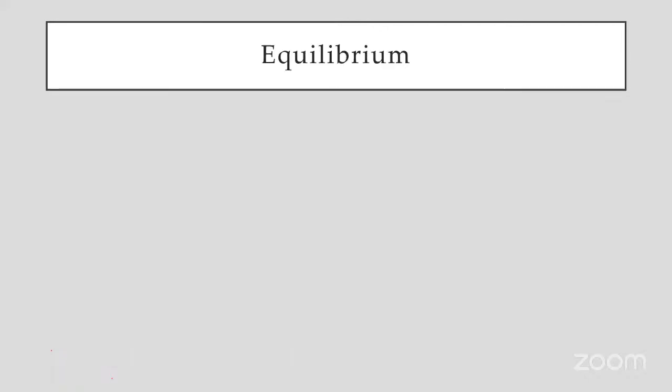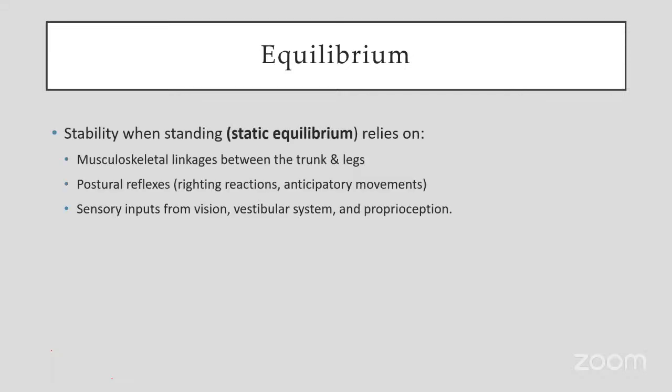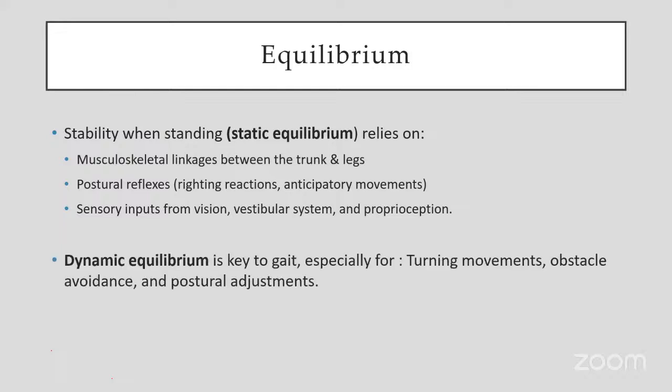So moving on to equilibrium, there are two types of equilibrium, that is the static equilibrium and dynamic equilibrium. The static equilibrium is stability when standing. It relies on musculoskeletal linkage between the trunk and legs, postural reflexes, that is righting reactions and anticipatory movements, and sensory inputs from the visual, vestibular, and proprioceptive systems. So dynamic equilibrium is especially for turning movements, obstacle avoidance, and postural adjustments.